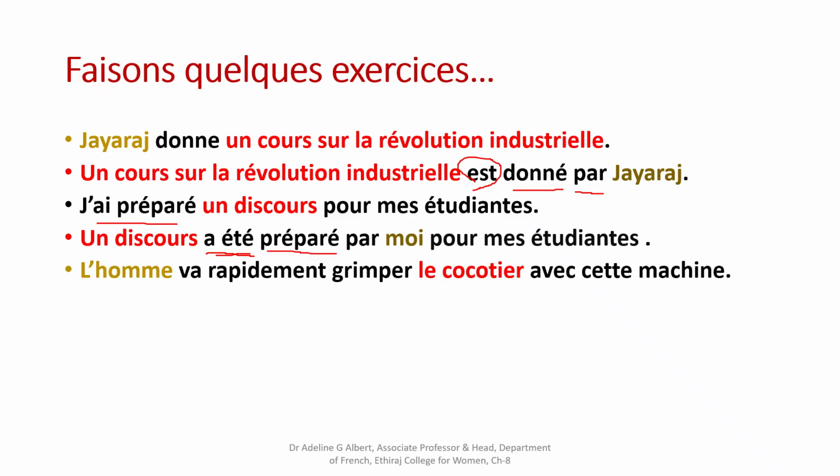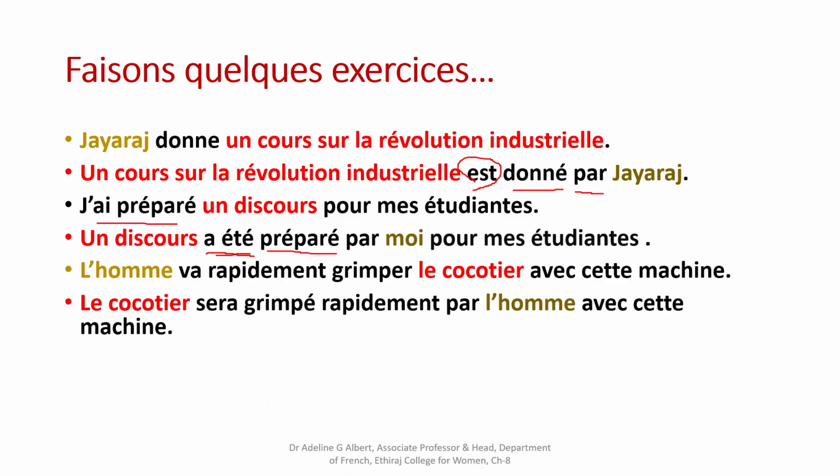L'homme va rapidement grimper le cocotier avec cette machine. Grimper is to climb. Va grimper is going to climb, future tense. So I have used the être form singular of sera. The coconut tree will be grimpé, will be climbed.